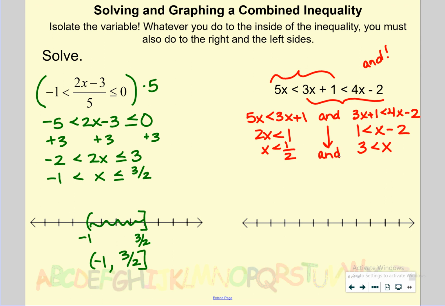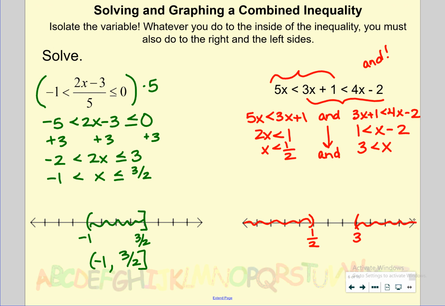Okay. Graphing these on my number line. X is less than a half. So find a half. Parentheses. Shade to the left. X is greater than 3. 3 with the parentheses. Shade to the right. And it's an and statement.